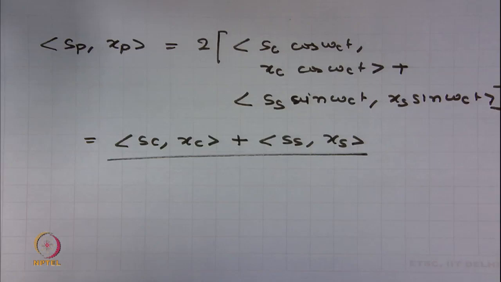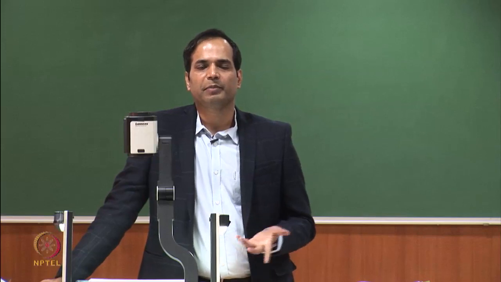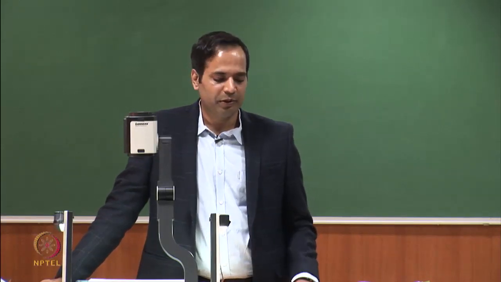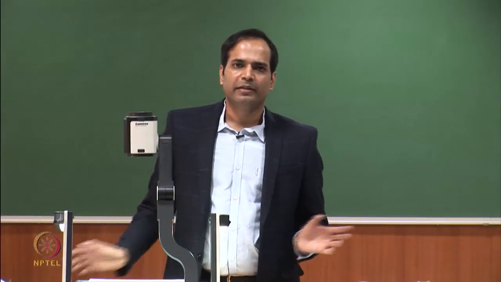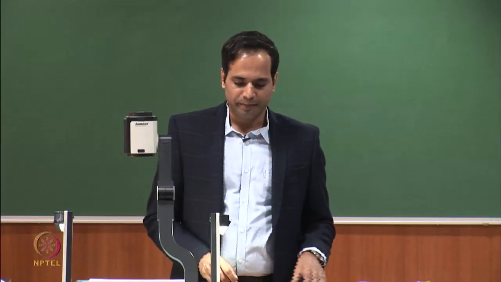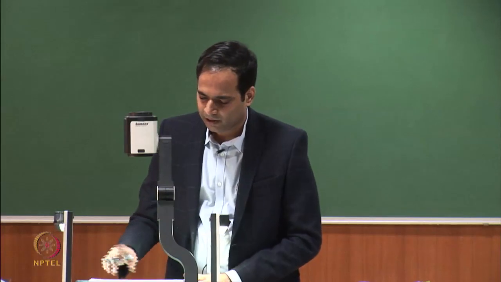So, this relationship establishes the link between how you can think about the inner product of 2 passband signals by just carrying out this inner product operation in the baseband domain, because all processing happens in the baseband domain. So, if you want to take the inner product of the 2 passband signals, just do it in baseband, right. Extract the sine and cosine part of SP the way we have done before, and extract the sine and cosine part of XP the way we have done before, and then take the inner product of these parts in this way.